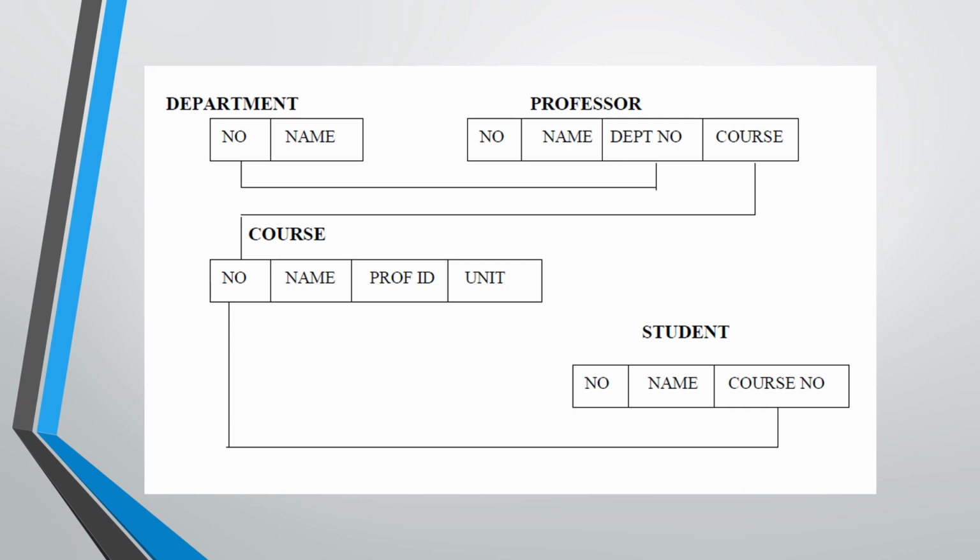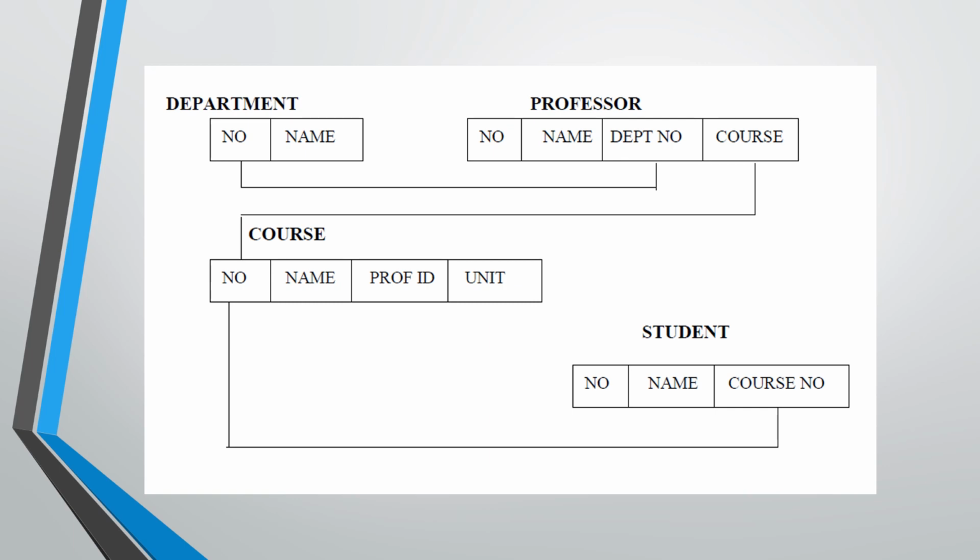Each row represents an entity and a column represents an attribute of the entity, because the table consists of rows and columns. Each row is represented as an entity and each column is represented as an attribute of this entity. So in this example, department, professor, course and student are all the entities. It contains a number of different types of attributes which are present in this table.